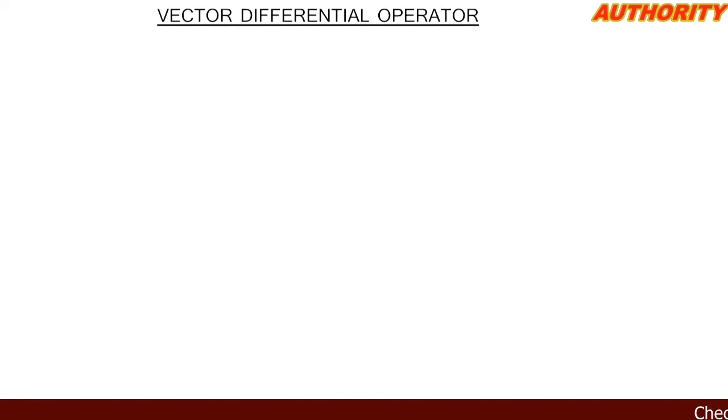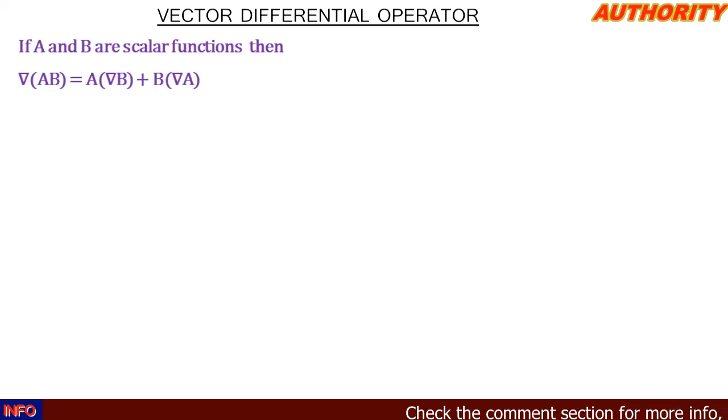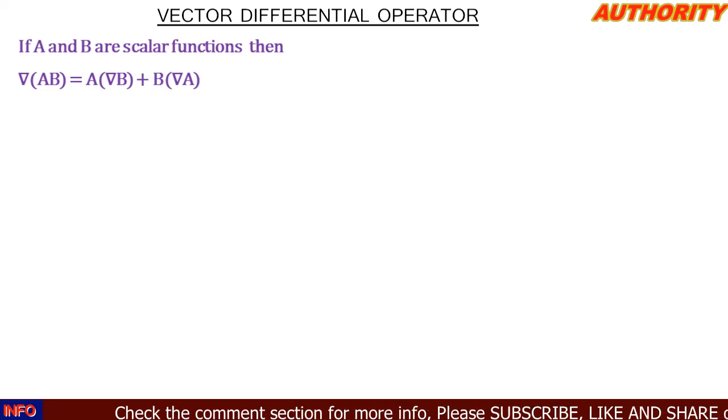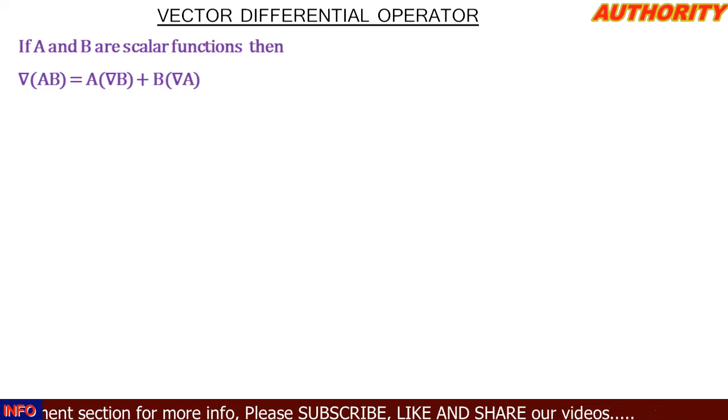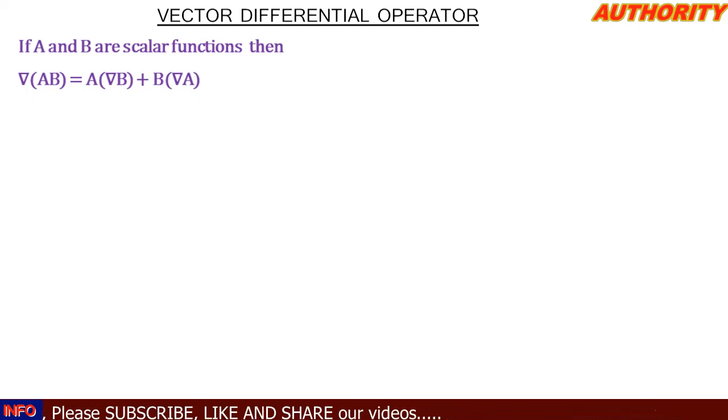Today, let's consider vector differential operator. In what we are going to treat today, we say if A and B are scalar functions, then the gradient of AB is equal to A gradient of B plus B gradient of A. We call this the gradient of product of scalars. That is, product of scalars, you take the gradient of it.